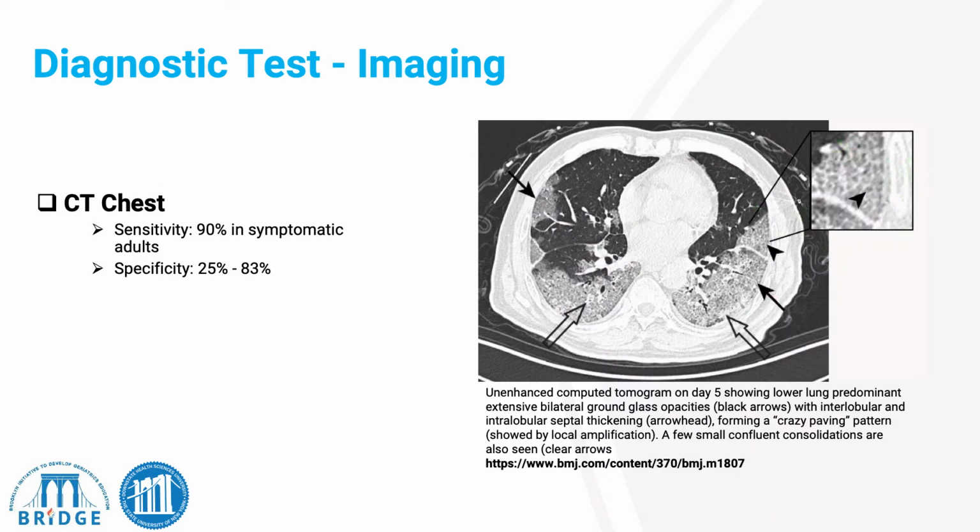The CAT scan is the best test, but it's the most expensive test, and it's not usually done because the chest X-ray does a good job of picking up the disease. The CAT scan is very sensitive. It's 90% sensitive in symptomatic adults, and the specificity can be anywhere from 25% to 83%.